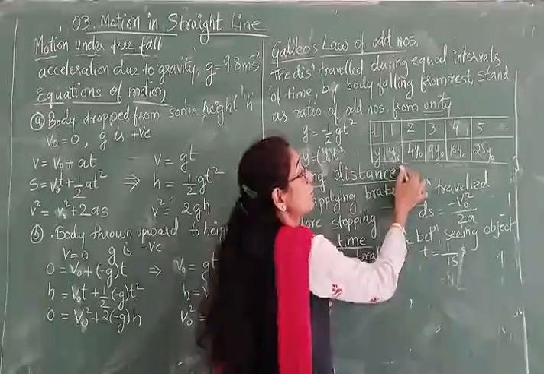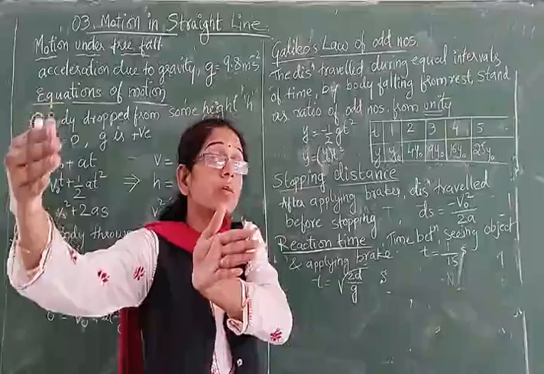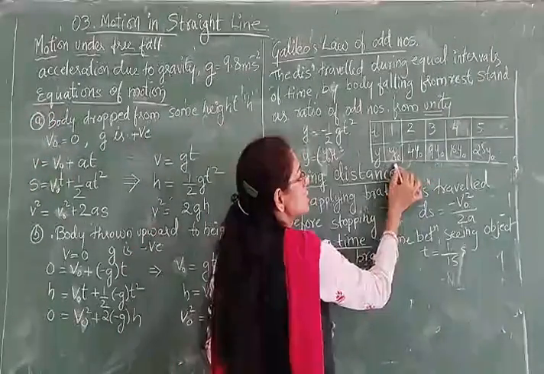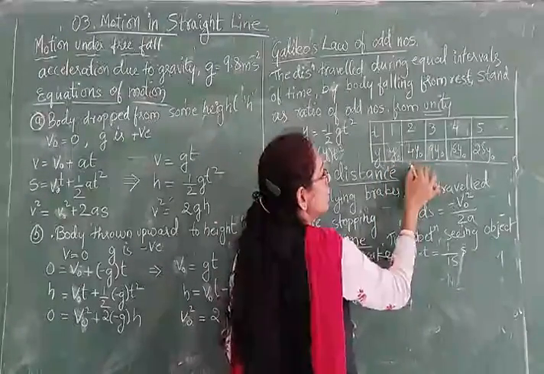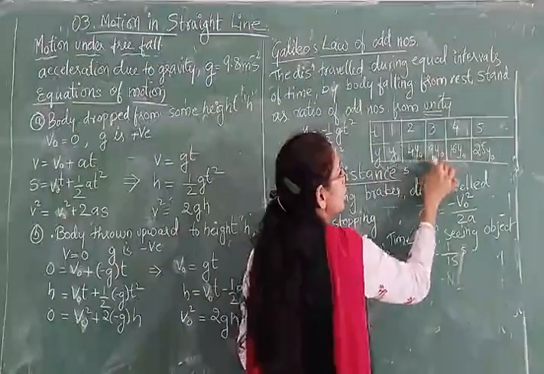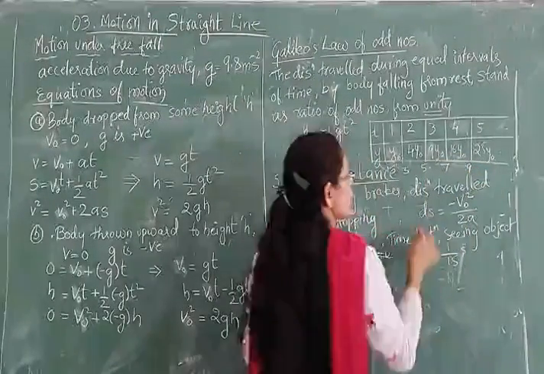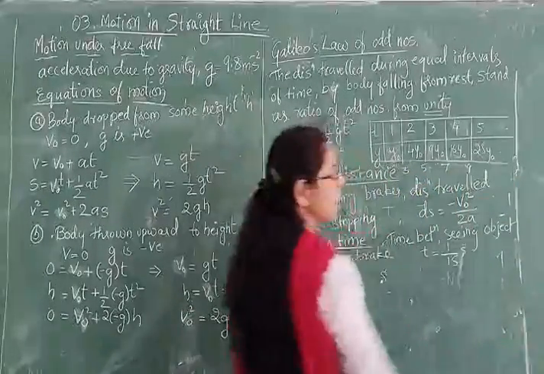Now, if I take the difference of time interval, means 1 second, what is the distance travelled? After 1 more second, what is the distance travelled? How do I get the difference of this? So the difference here is factor 1, here it is 3, then 5, then 7, then 9. So I am getting what type of number? Odd numbers: 1, 3, 5, 7, 9 and so on.